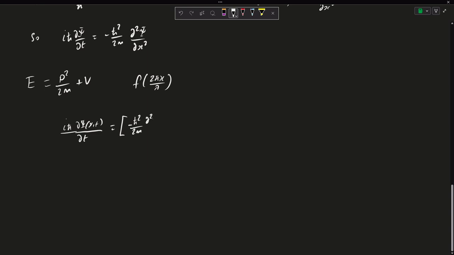Minus h bar squared over 2m d squared psi of x and t by dx squared plus V of x psi of x and t. There we are. And this is the Schrodinger equation we've just sort of derived. It's not exactly a rigorous derivation, but it gives you a hint of where it comes from.